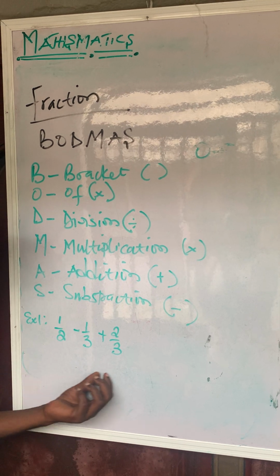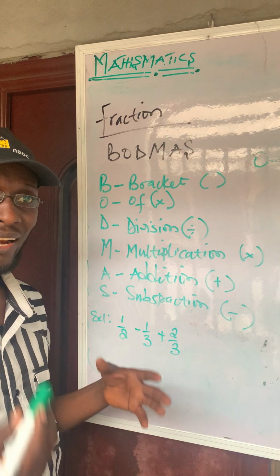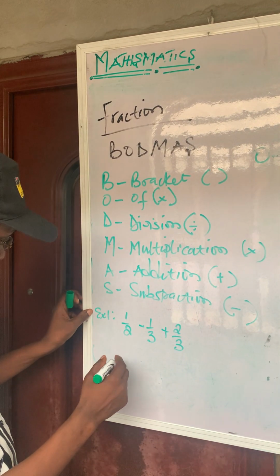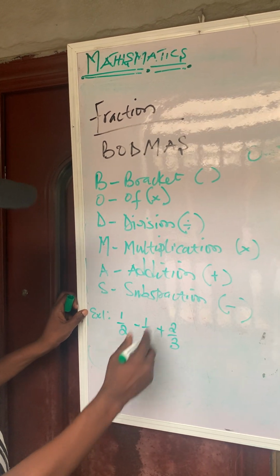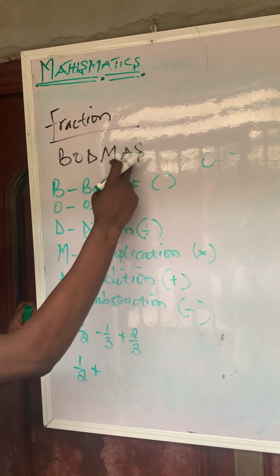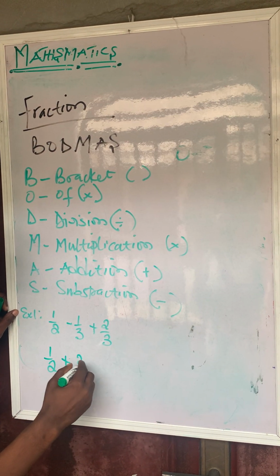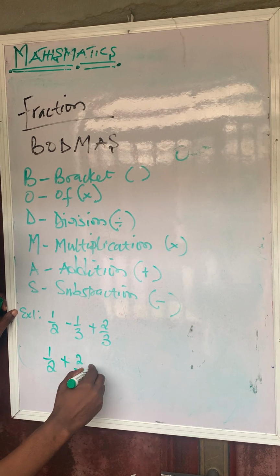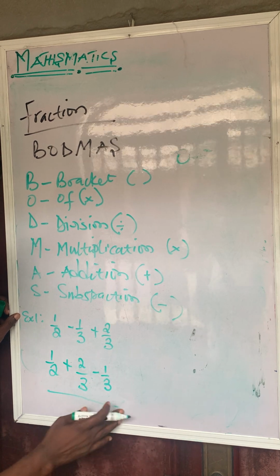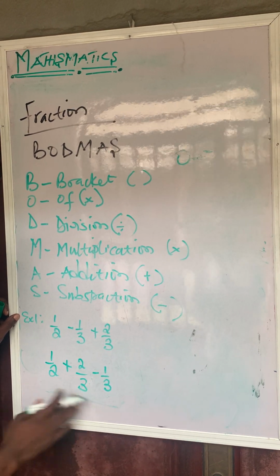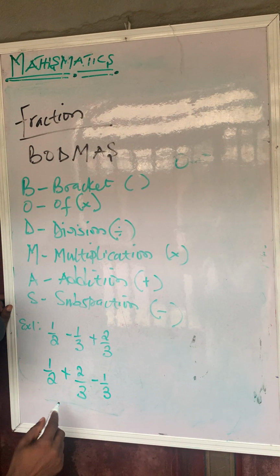Now, if you solve this fraction like this, you will make a mistake. So what you do, you rearrange the fraction. Bring in the plus first. You have 1 over 2, bring this plus, because plus comes before, look at it, BODMAS, A before S, addition before subtraction. So you bring the plus 2 over 3 first, then you take the minus 1 over 3. You rearrange it like this because we are solving fraction. Because addition comes before what? Subtraction.